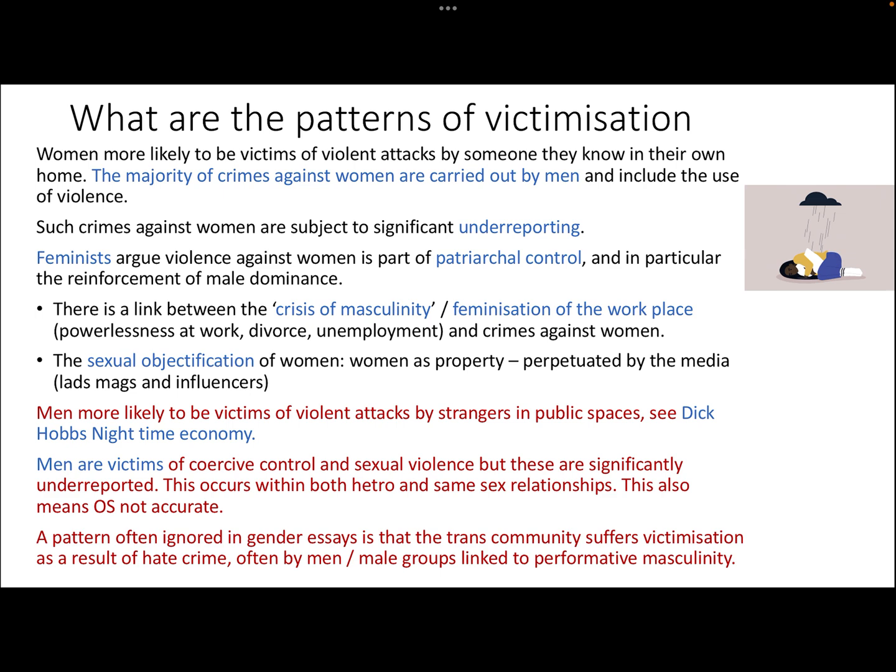So you might be able to link that back to Messerschmidt's ideas, but certainly perhaps linked to that crisis of masculinity, the way they target trans people and the trans community. So that is often a pattern that's kind of ignored. And there is a low level of reporting as well there, because the trans community don't often trust the police to investigate effectively. So that is another area where perhaps the levels of victimization are likely to be much higher.